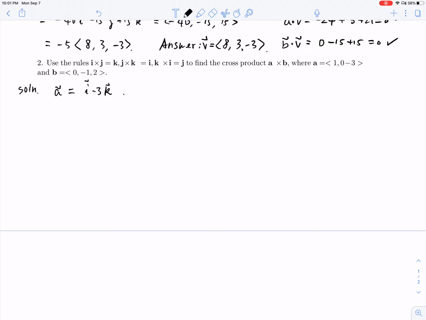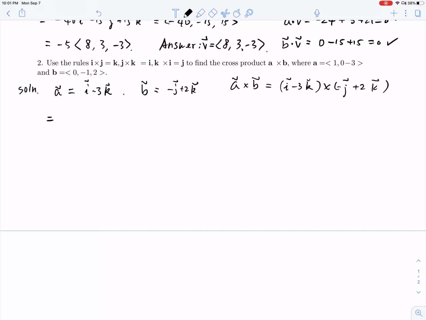Okay. And b, again, we have 0i. So this one over here is 0i minus j and plus 2k, right? I, j, k are simply these so-called standard basis vectors, right? And then we're going to do a cross b, and that's going to be i minus 3k cross negative j and plus 2k. Once we have this expression over here, the rest of it is simply the distributive law.